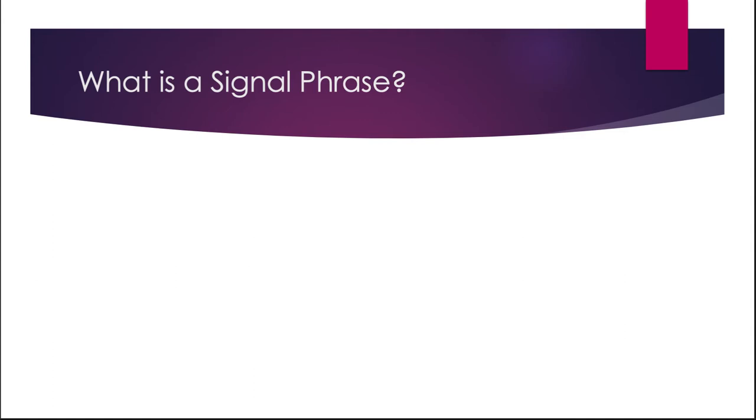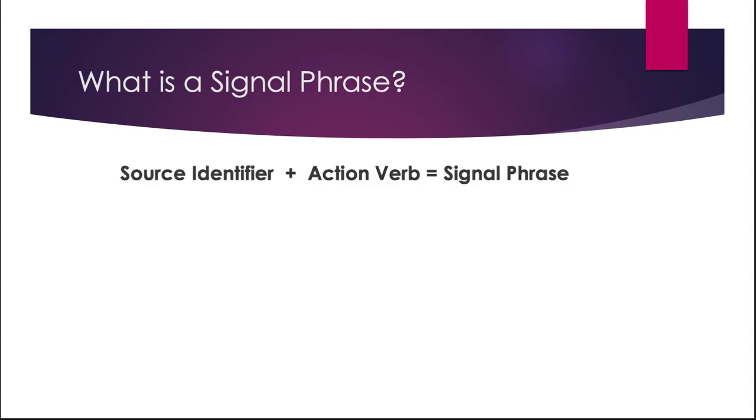So let's pause here and let's talk about what is a signal phrase. Signal phrases are something we are going to be using all semester. A signal phrase starts with a source identifier, so that could be an author's name, an article title, or even a publication title, and it adds an action verb. So source identifier plus action verb equals signal phrase. Here are a couple examples. Deshawn Ashanti Young writes. The author argues.